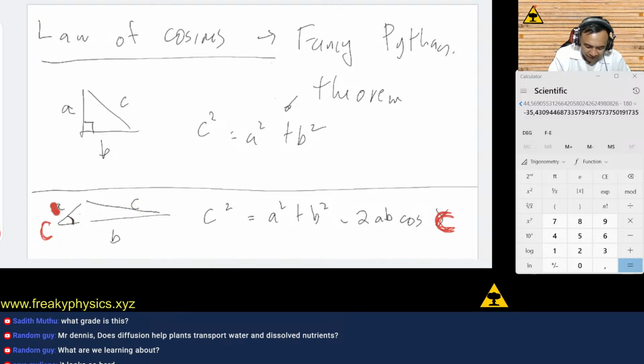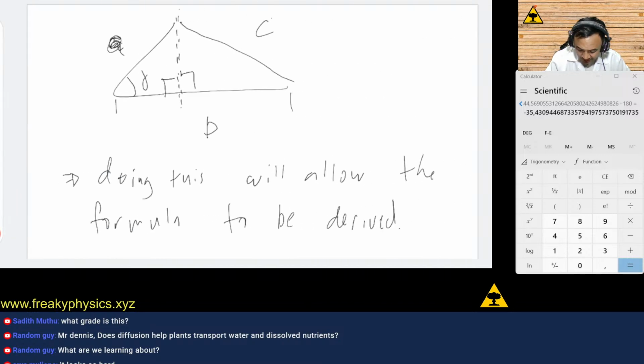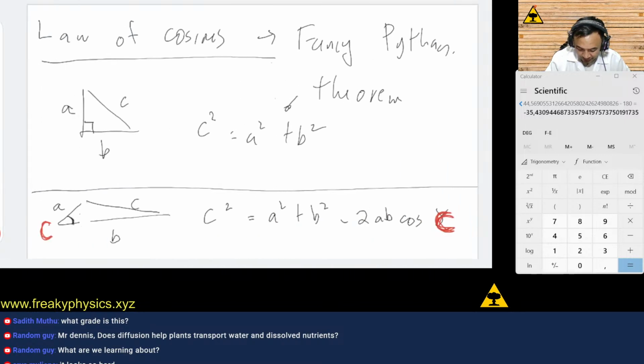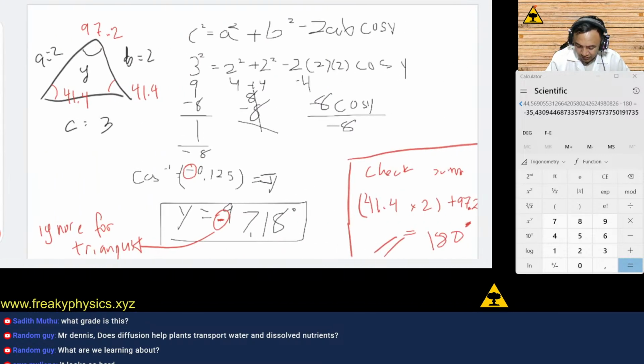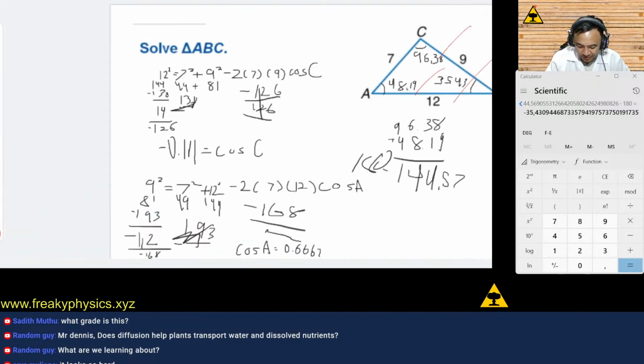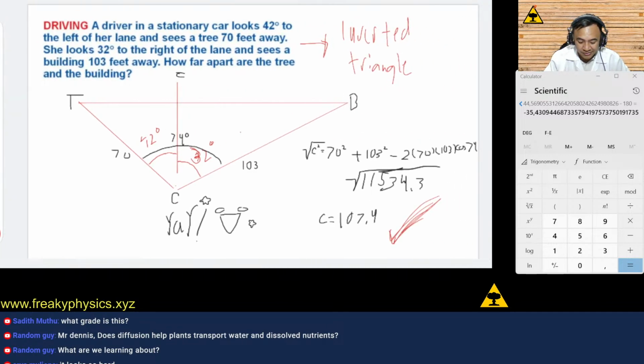What if you have a? Then all you do is change the letters. This is going to become a, this is going to become b, and this is going to become c, and this is going to become BC. This is going to be A here. So basically, just make sure your letters, sides, and angles correspond in this formula, and you'll be fine. Ariana did this pretty well with all the examples that we've done. So anyone else who'd like to do this, go ahead and try.